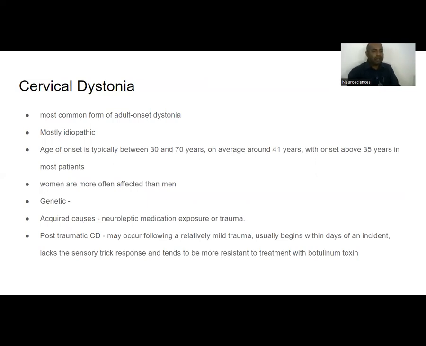Cervical dystonia is the most common form of adult onset dystonia, mostly idiopathic. Age at onset is between 30 to 70 years. Average age of onset is 41 years. Women are more affected than men. Mostly it is idiopathic. Rarely some genetic causes can be there, and rarely some acquired causes like neuroleptic medication and trauma. Post-traumatic cervical dystonia is also described.